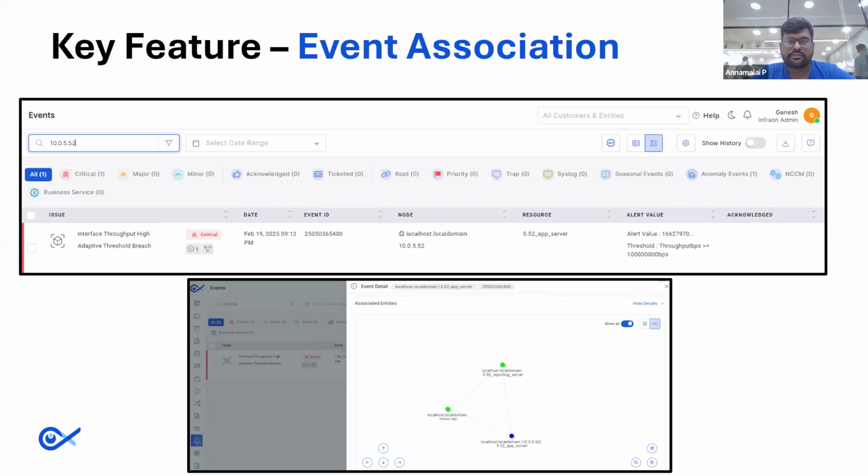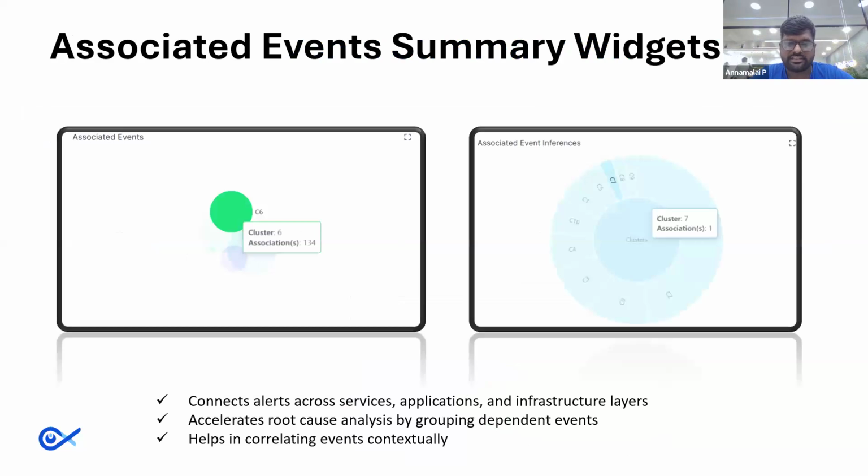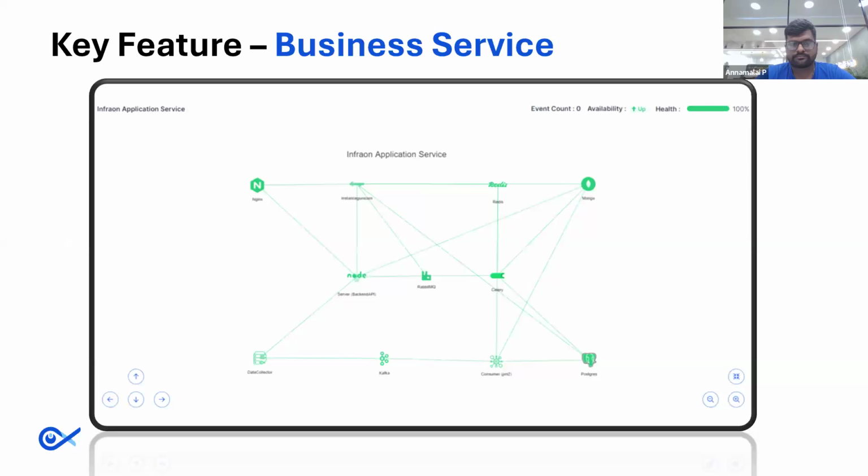So this is what our event association feature is about, and we do have cool widgets for these things, showing how these are being configured and how it is being clustered together. And coming to the next feature, it is business service. Business service is like the service level representation of our system.